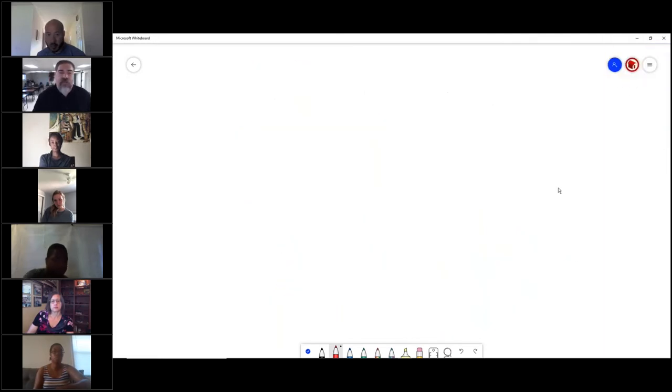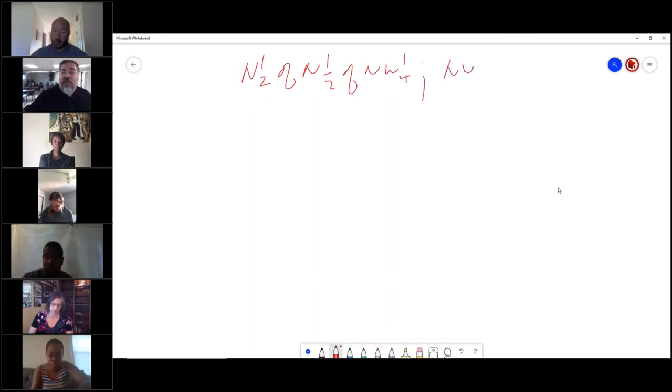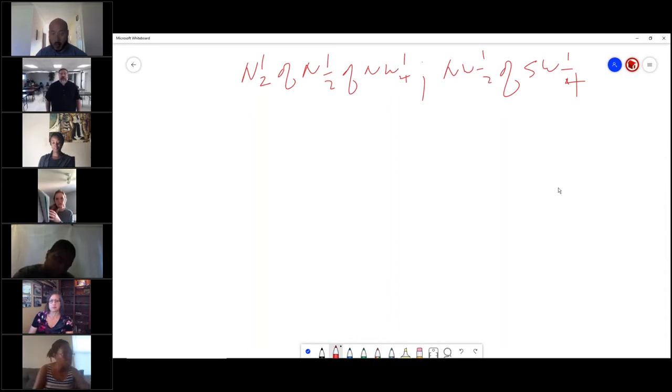Again. North half of the north half of the northwest quadrant, and the northwest half of the southwest quadrant. How many acres are in that? Okay, we have an answer of 120.